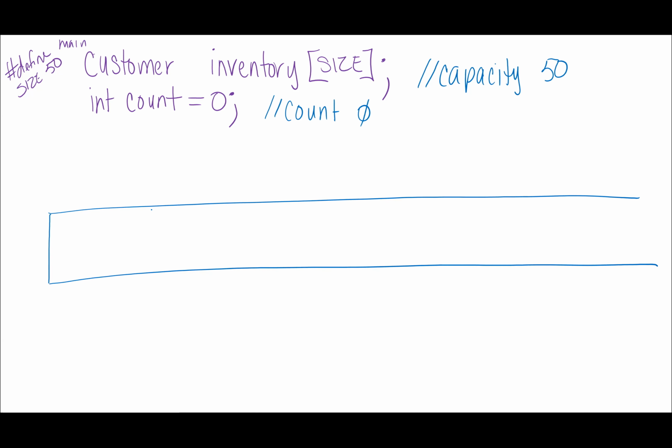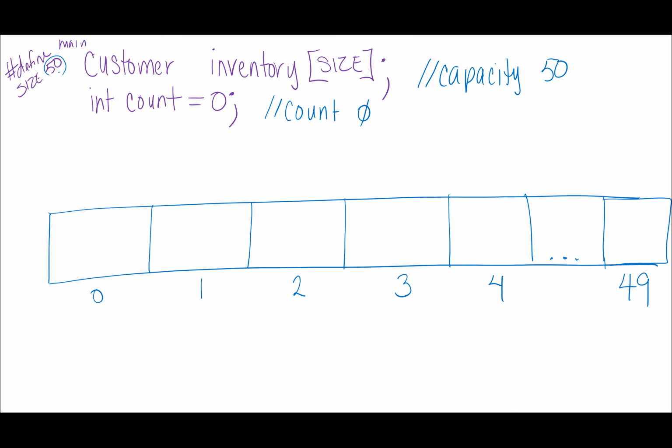So this is index 0, index 1, index 2, index 3, index 4, all the way up to index 49. Later, if you decided to make it bigger, you could #define SIZE 500 or something. But right now, you're not going to want to put 50 customers in your array.